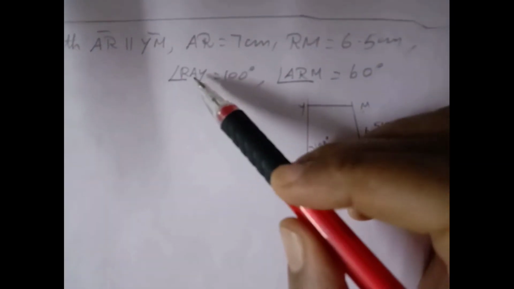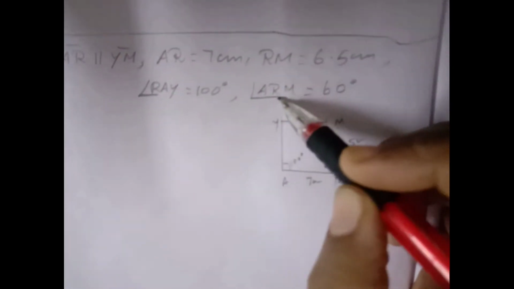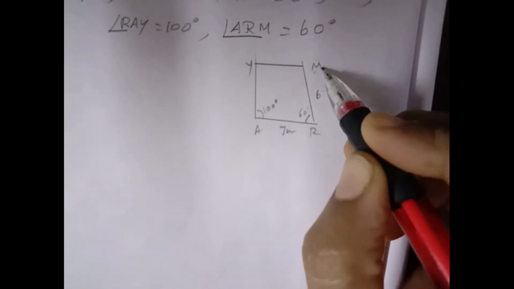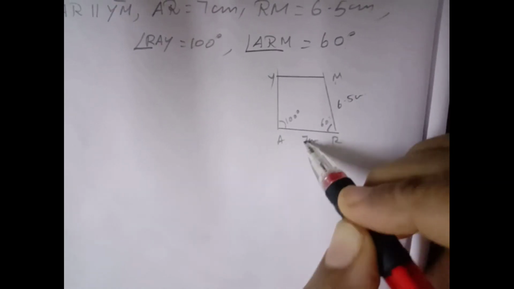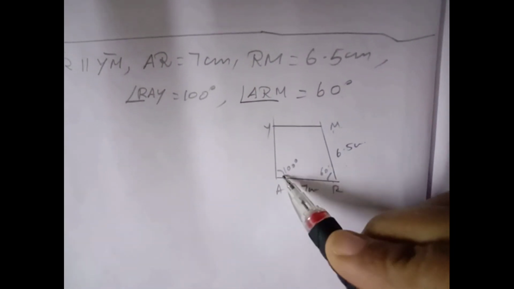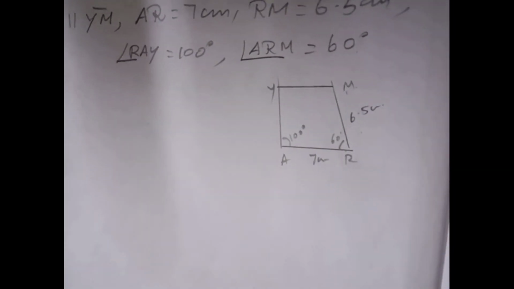Trapezium ARMY with AR parallel to YM. AR equal to 7 centimeter. RM equal to 6.5. Angle A equal to 100 degree. Angle R equal to 60 degrees. Draw the rough figure. ARMY. AR equal to 7 centimeter and RM equal to 6.5 centimeter. At R 60 degree. Then angle A equal to 100 degree. Now we'll do the sum. First take AR equal to 7 centimeter.